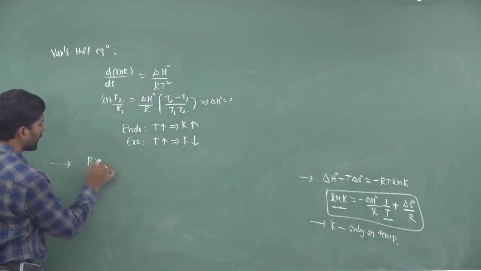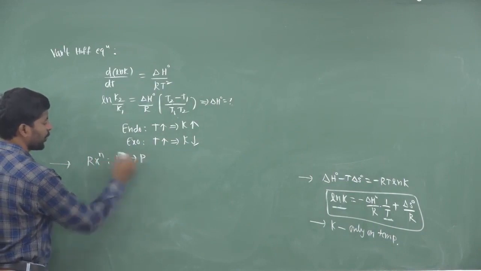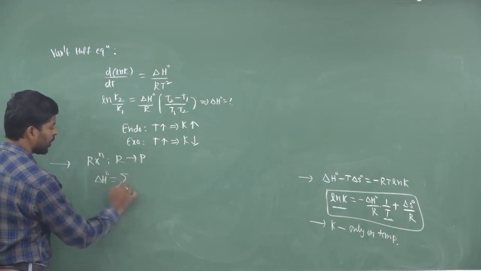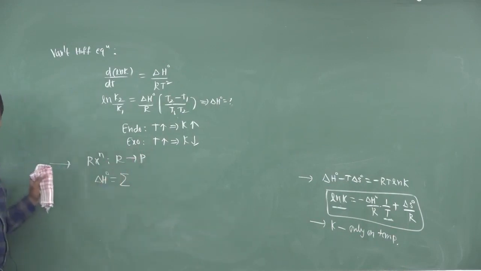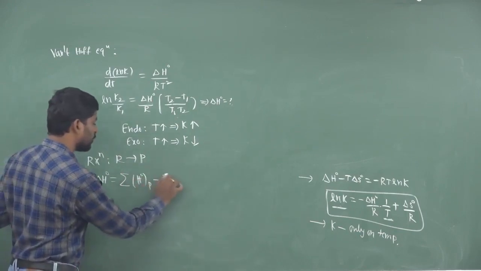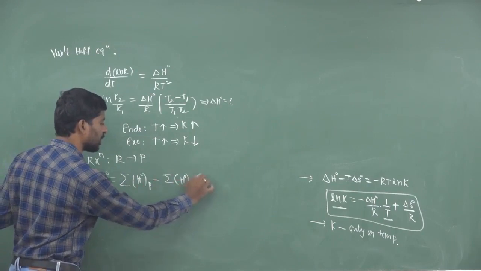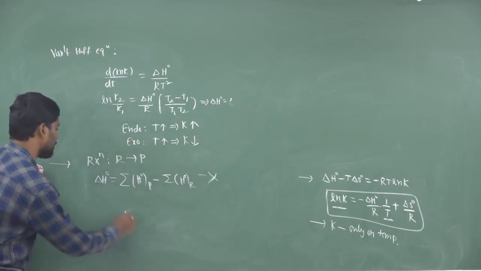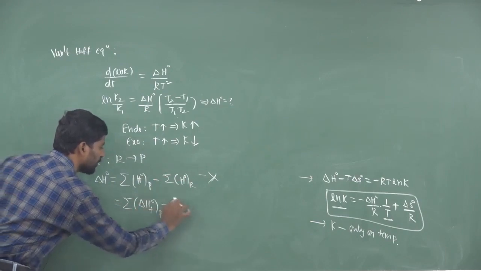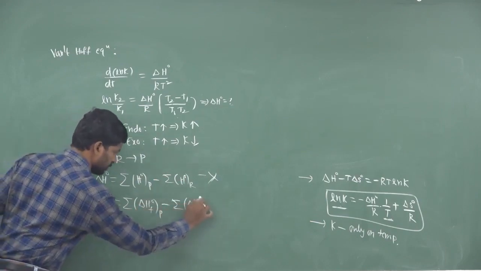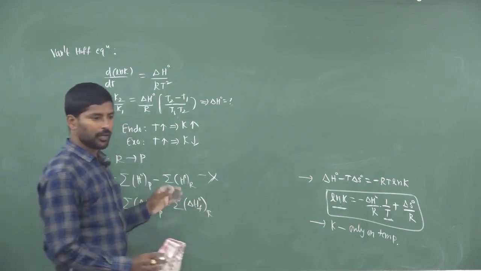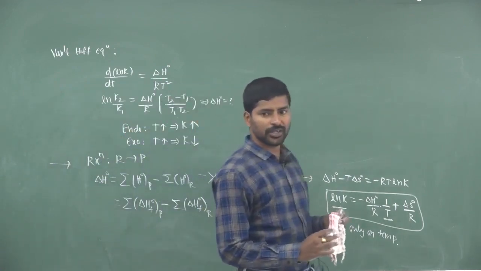For example, if you have a reaction where reactants give rise to products, how to calculate standard enthalpy change? Sum of the standard enthalpies of products minus standard enthalpies of reactants. But are absolute values of enthalpy possible to calculate or not possible to determine? Not possible to determine. So instead of enthalpies, what do we follow? Standard enthalpy of formation. By some indirect method we can calculate. Whatever may be the method you follow, you will get the same.